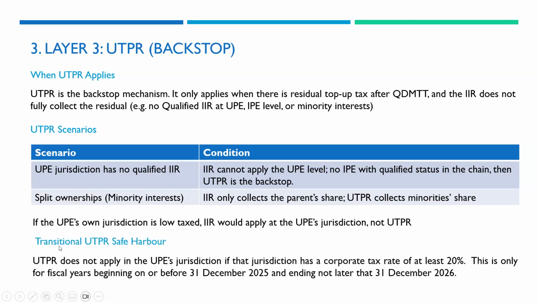And then I told you there is a transitional UTPR safe harbor also. That is years beginning before 31st December and not ending later than 31st December 2026. There won't be any UTPR at the UPE's jurisdiction. So if there are constituent entities in the UP jurisdiction, and if the UP's jurisdiction has a corporate tax rate, not an effective tax rate, the total corporate tax rate of around 20%, then it comes under the safe harbor for such a small time. Okay, it's just a transitional UTPR safe harbor.